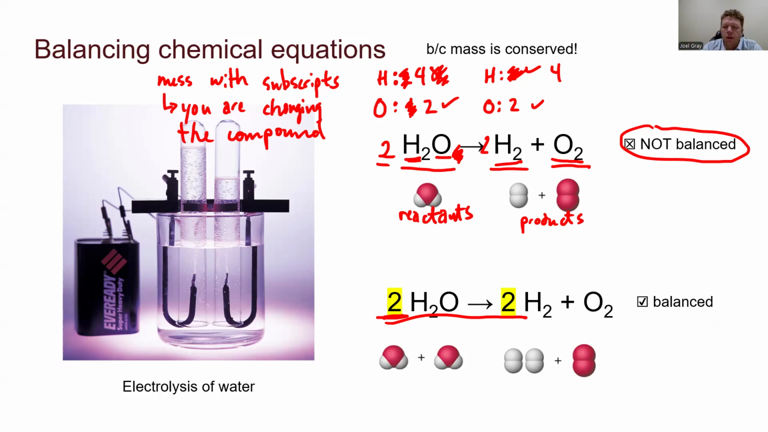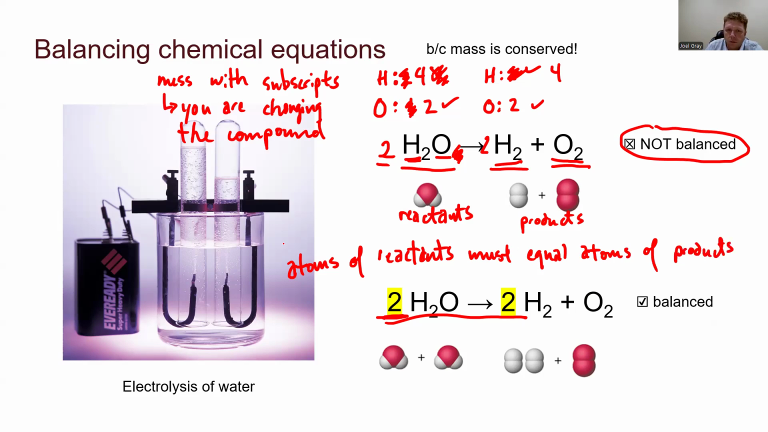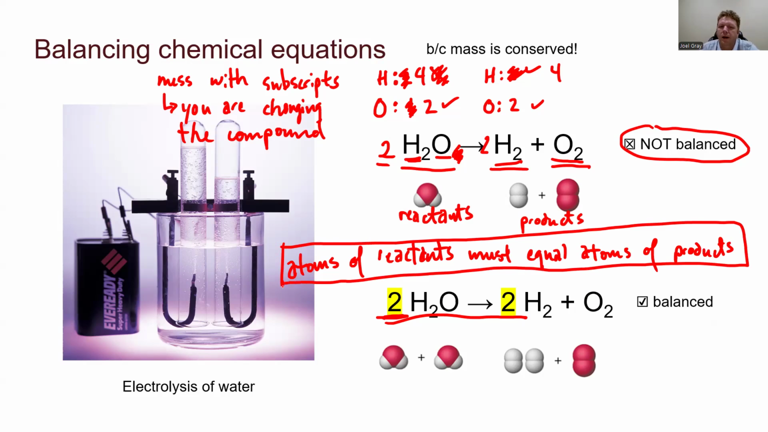So essentially, what you can do is play with coefficients in order to come up with the best ratio of compounds in order to balance all of the atoms. Because to put it simply, however many hydrogens and oxygens, your atoms of reactants must equal the atoms of your products. This statement right here is the golden rule of balancing chemical reactions.